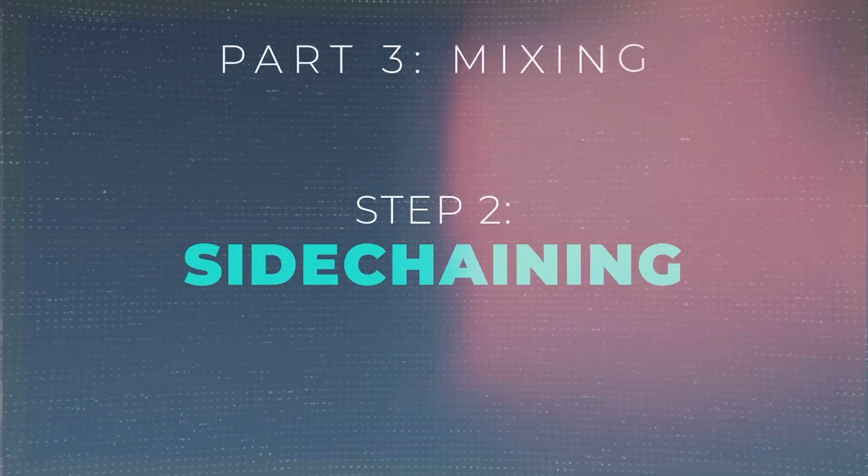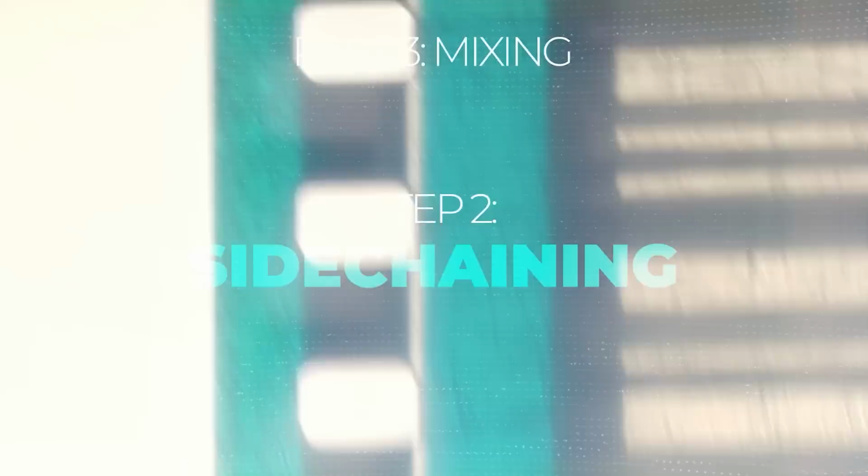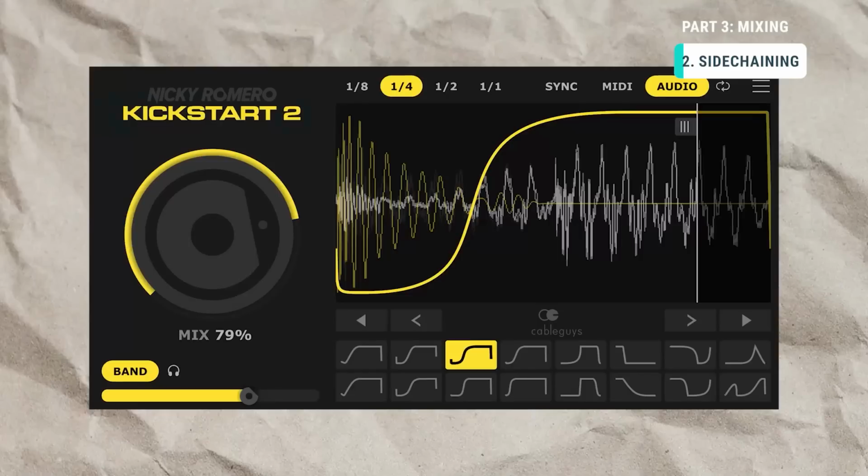Step 2, sidechaining. So to ensure that your sub bass and your kick drum don't clash in the mix, you're going to want to use sidechain compression. This technique involves triggering a compressor on the sub bass with the kick drum. And what this does is it creates a pumping effect, which allows the kick drum to cut through the mix without being overpowered by the sub bass.